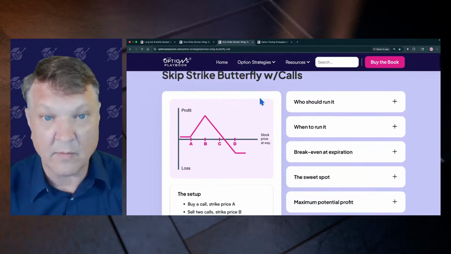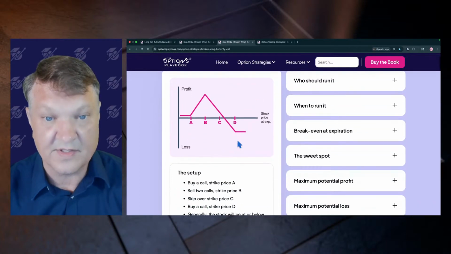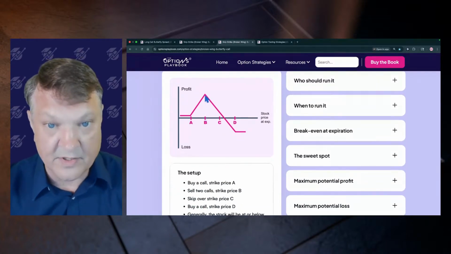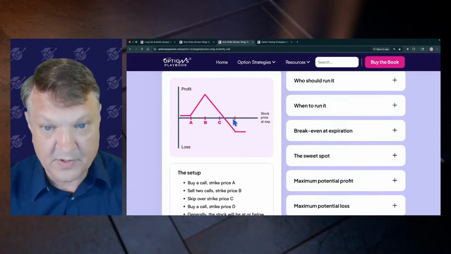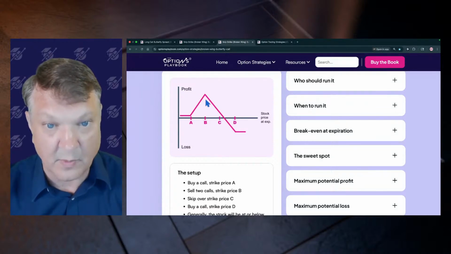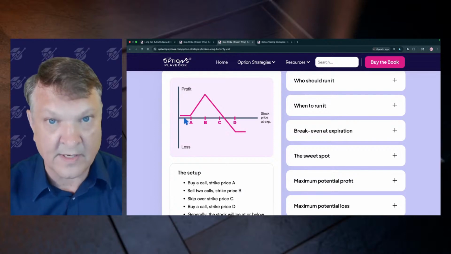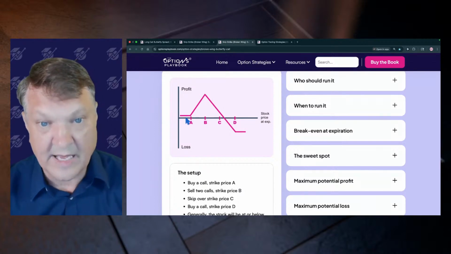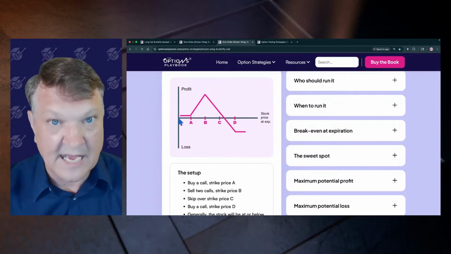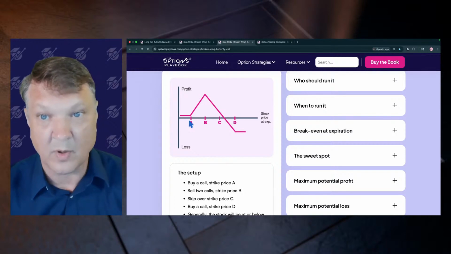And now we're going to look at it with calls. In this instance, everything's centered around strike B. We're skipping strike C and buying strike D. But once again, at the money would be strike B. Hopefully get it done for a net credit to the account. And if we do that, then if the market goes down, we'd be profitable on the trade.